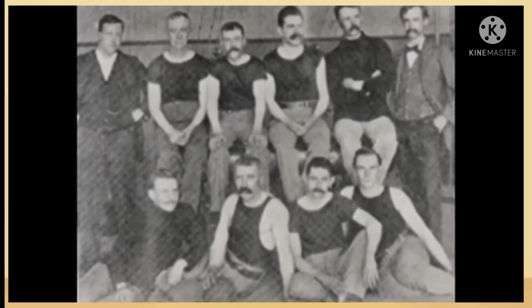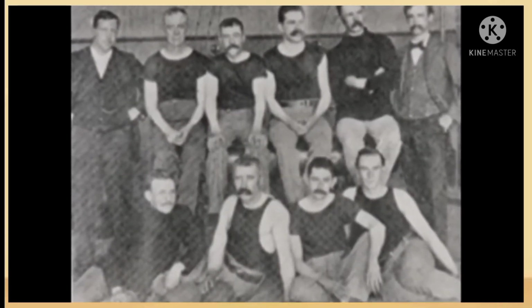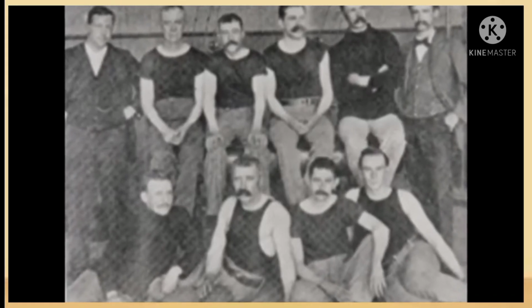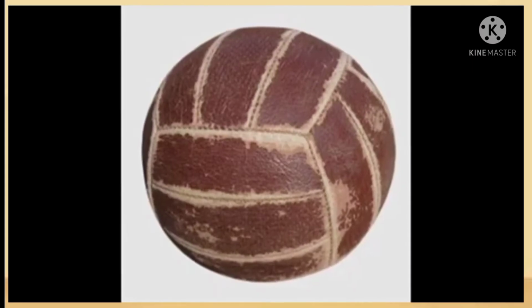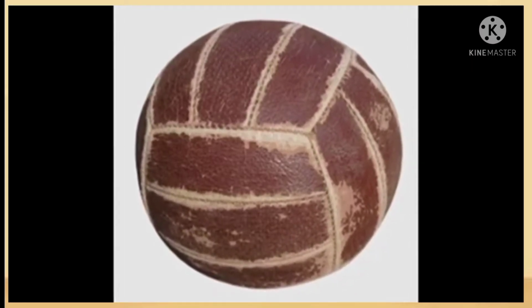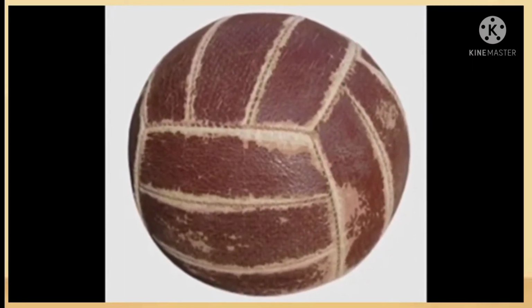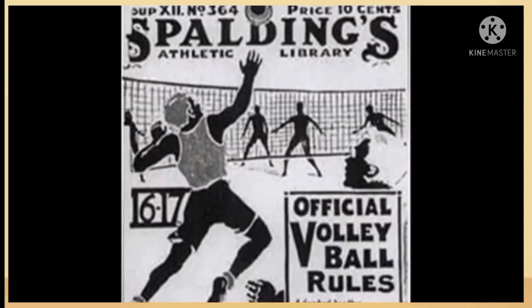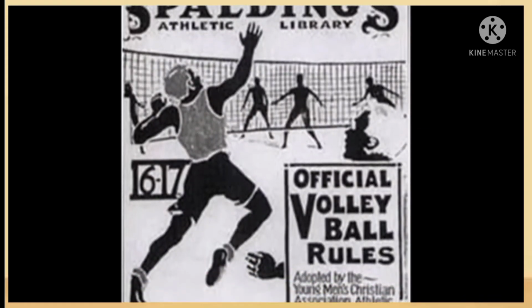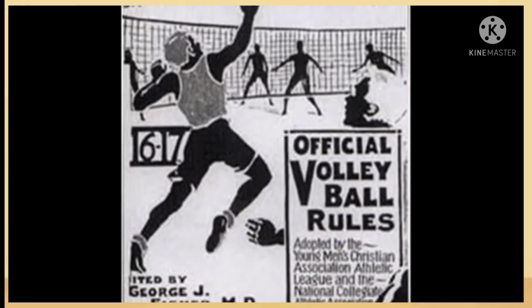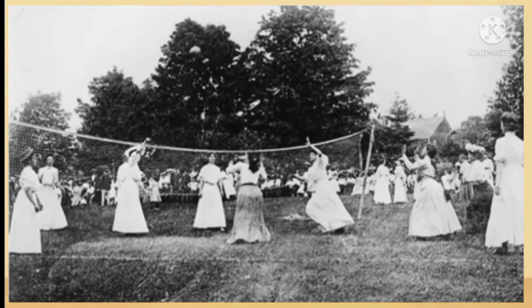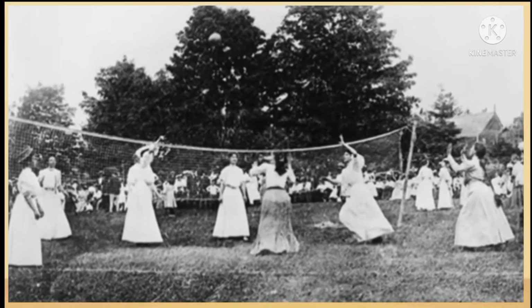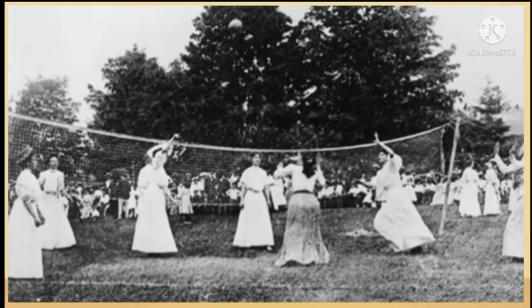After the positive response to the exhibition game, Morgan continued to experiment with the rules, firstly by raising the height of the net, and then by trying different types of ball to achieve the optimum weight and speed. Sporting goods company A.G. Spalding & Brothers eventually created a new type of ball that achieved this perfect balance he was seeking, and within a few years, Morgan's game had begun to spread around the world.